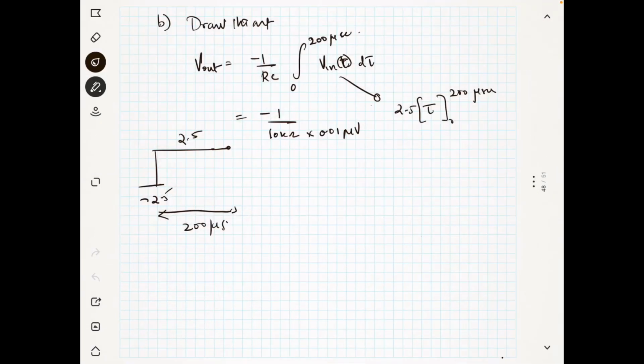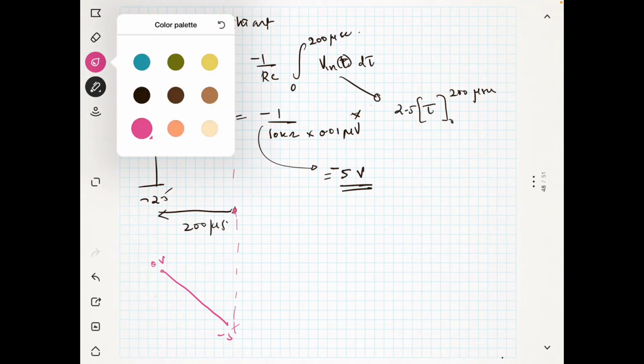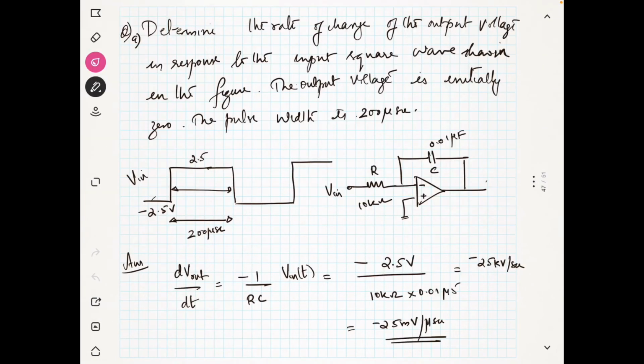So what will it be? You have to multiply. The answer you will get is 5 volt if you calculate this. That means your output will not go to 5 volt, it is minus 5 volt. There will be a negative sign. So you can see that your output will be going from 0 volt to minus 5 volt when this pulse reaches this point.